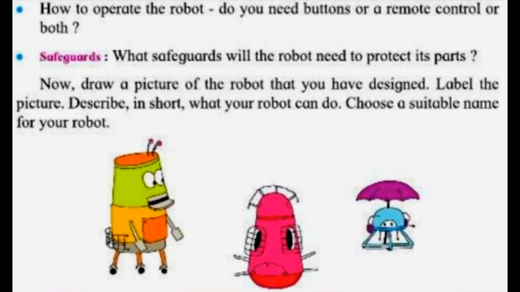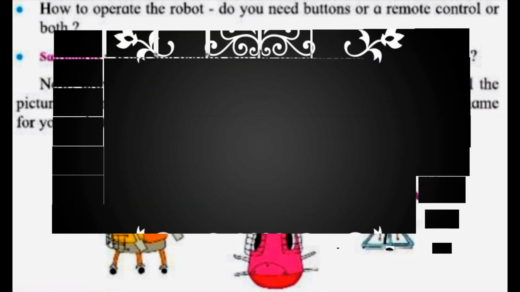How to operate the robot? Do you need buttons or a remote control or both? Safeguards. What safeguards will the robot need to protect its parts? Now draw a picture of a robot that you have designed. Label the picture, describe in short what your robot can do. Choose a suitable name for your robot. Children, I would request you to please try and make a robot.